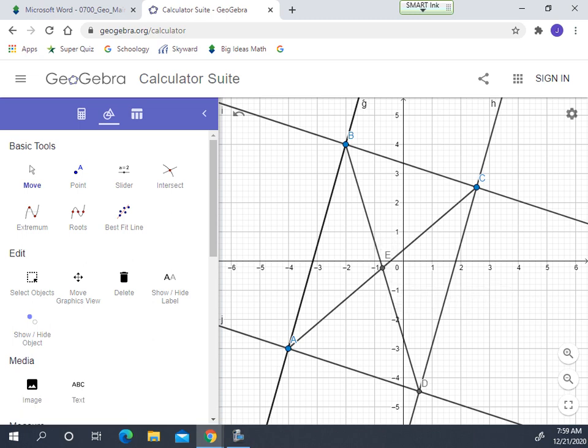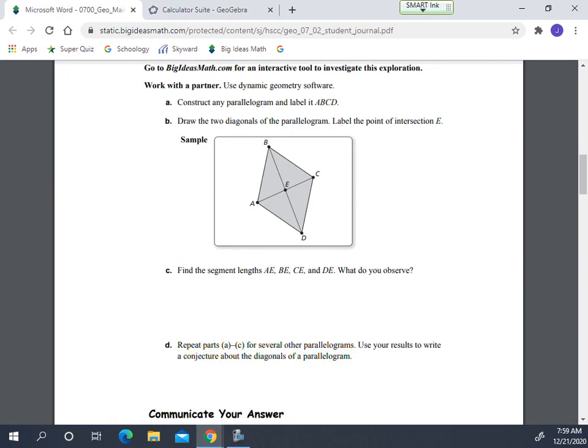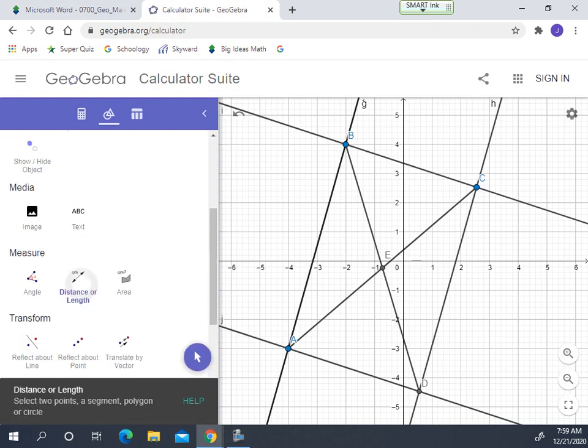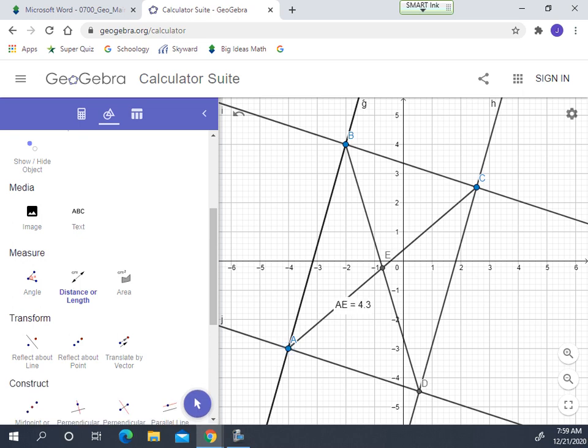Okay, now it says to find the distance of this one, and this one, and then this one, and this one. We want to find those little lengths. Find the distance or length, which is, if we scroll down, right there. So the distance between A and E is 4.3. Let's find CE. E and C. 4.3. Look at that. How about DE? 4.4 and EB? 4.4. What do we notice? E is the midpoint.